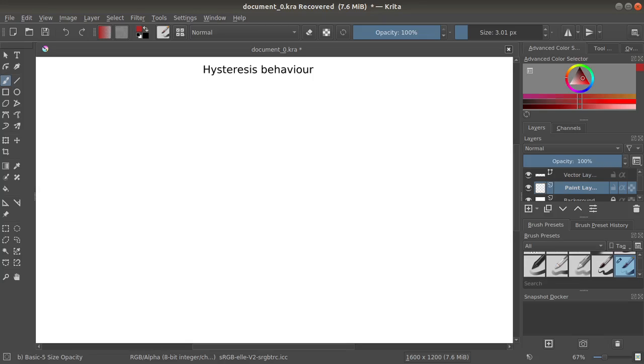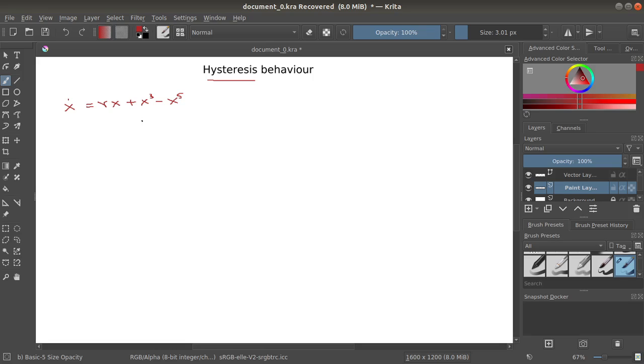Okay, today we are going to discuss a behavior in 1D flow, which is hysteresis behavior. In order to explain this behavior, let's consider the following system: x dot is equal to rx plus x cubed minus x to the power of 5. In this system we will observe the hysteresis behavior.